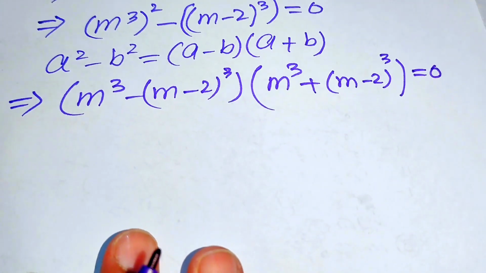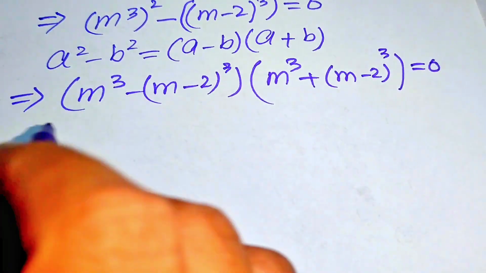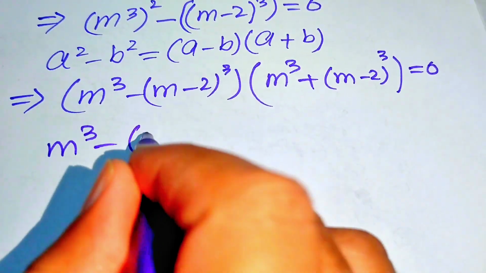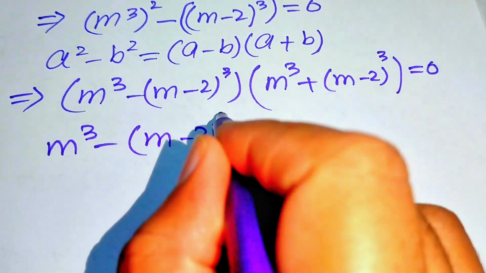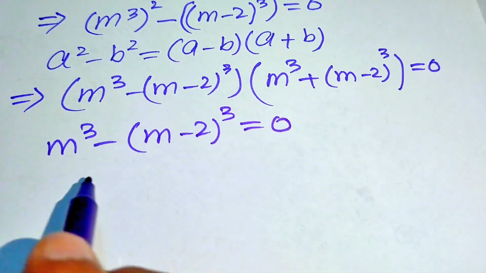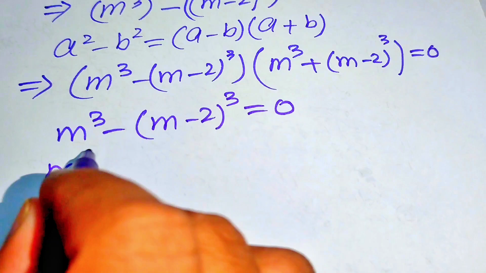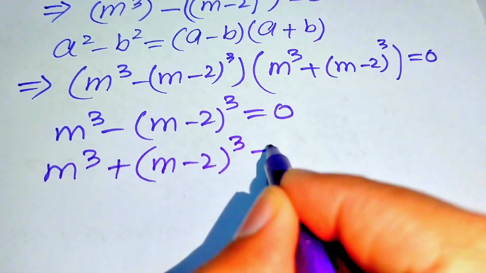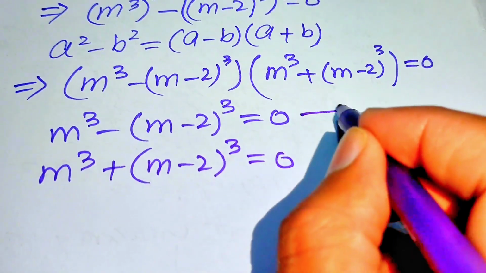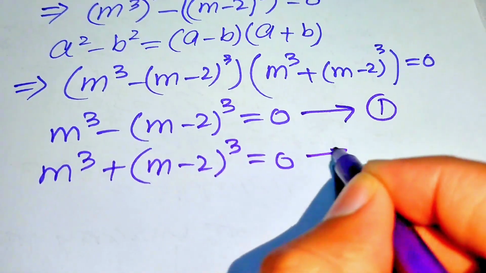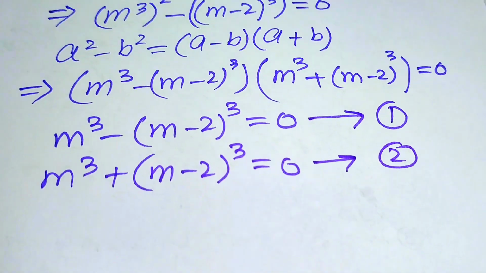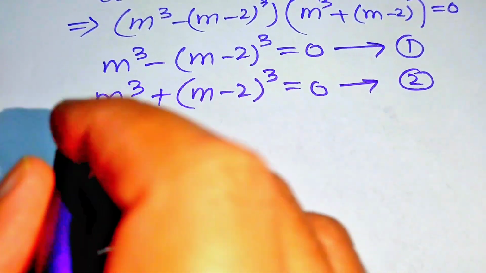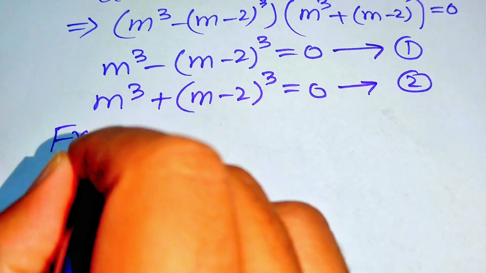So in the next step, we convert this into two cases. Our first case is we take our first factor equal to 0, and it will be m cubed minus (m minus 2) cubed equals 0. And our second factor is m cubed plus (m minus 2) cubed equals 0. We call this equation number 1, and we call this equation number 2. So now we solve these two equations simultaneously, and first we focus on equation number 1.